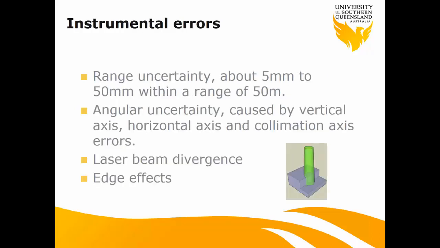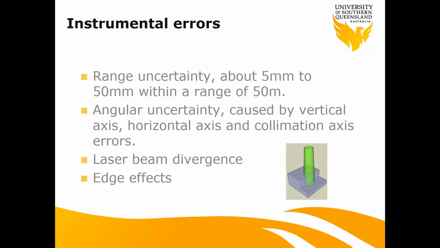Now let's have a look at this. The first one, instrument error. The range uncertainty is certainly related to the range, or the distance between instrument and the target. Usually the range measurement accuracy, we can say, is 5 millimeter to 5 centimeter, within this range, if the range is less than 50 meters. A longer distance will certainly increase the error and decrease the range measurement accuracy.